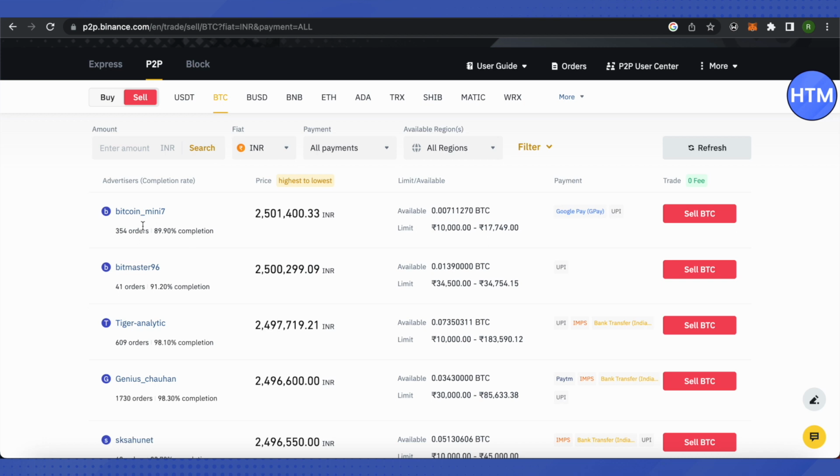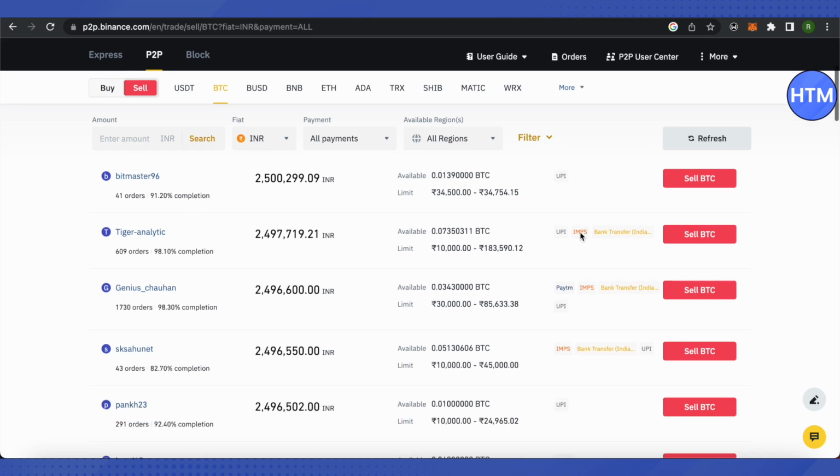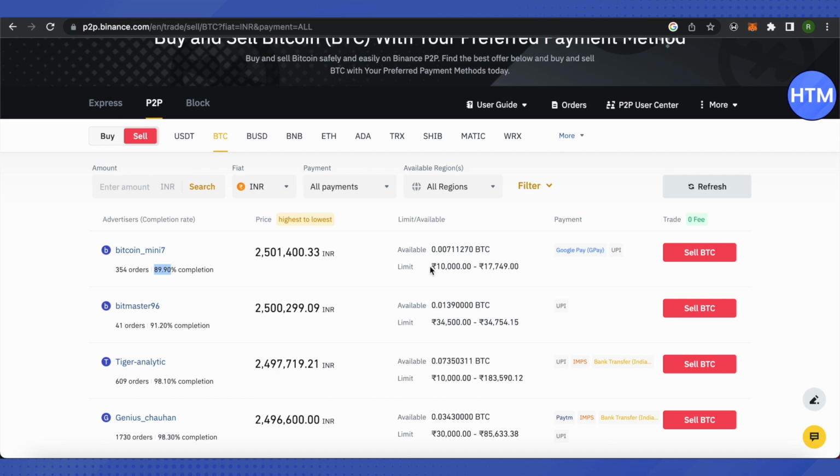Make sure that you find someone who has more than 90% completion rate. The higher the completion rate, the better it will be, and select it appropriately according to your needs and requirements, and also look for the payment options the person is giving you. So just choose the offers accordingly.